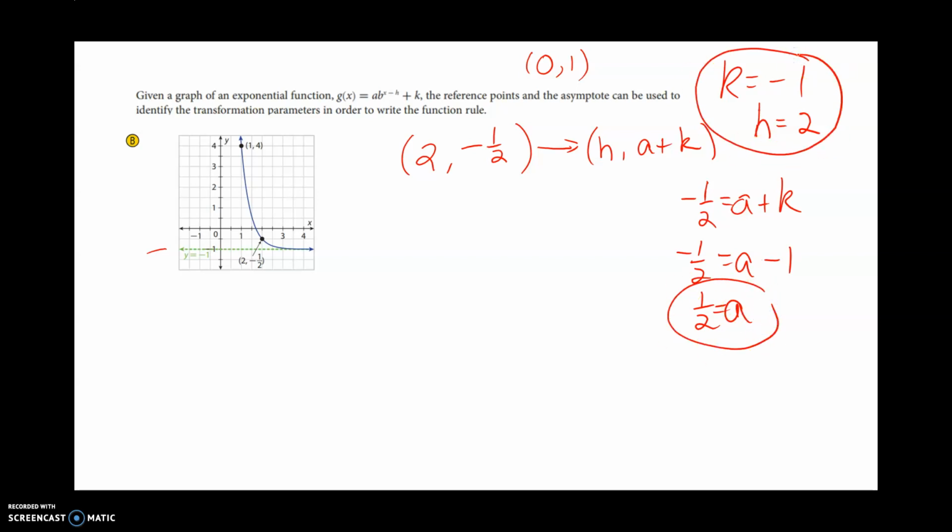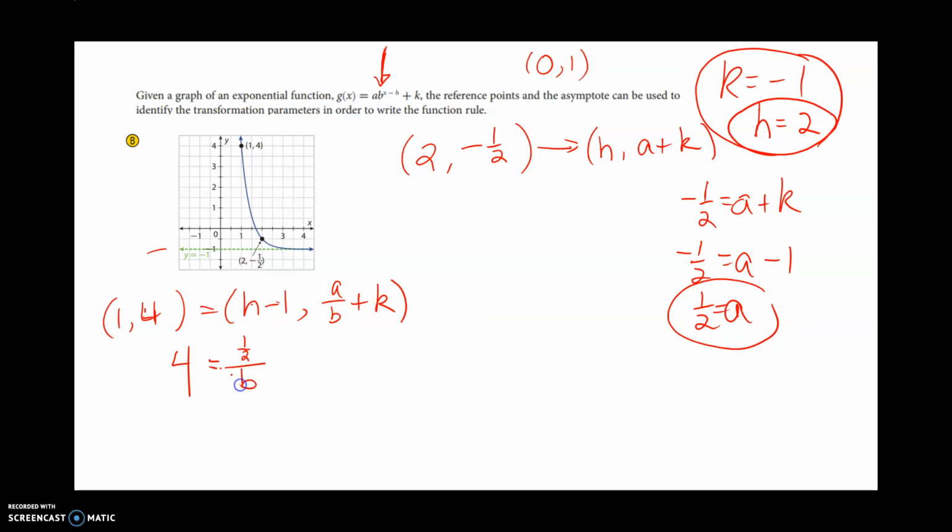But remember, we don't have b. We don't have the b right here, do we? So we have to use the second reference point to help us get b. The second reference point is 1, 4, and that is the same as h minus 1, a over b plus k. Let's look at our h. H is 2. 2 minus 1 is 1, so we sense check that. So let's set this: 4 equals a is 1/2 over b plus k.